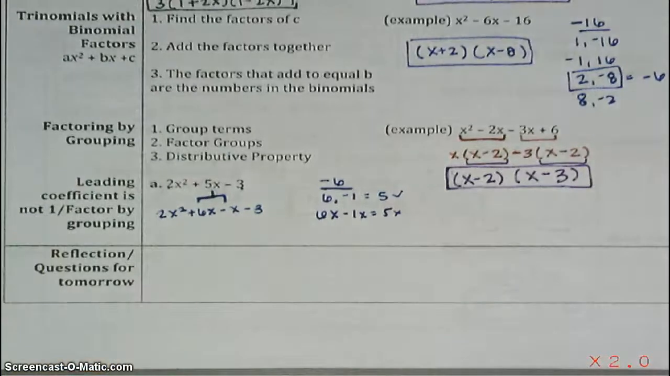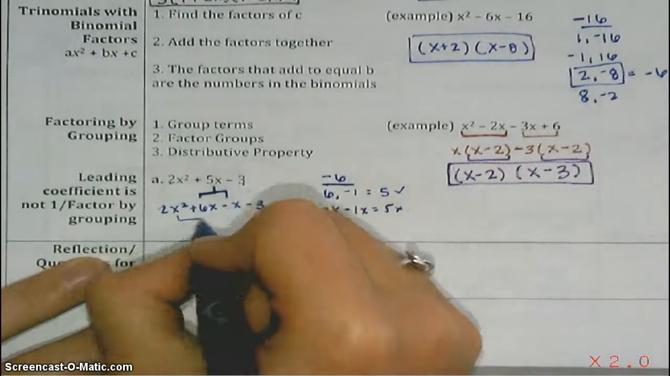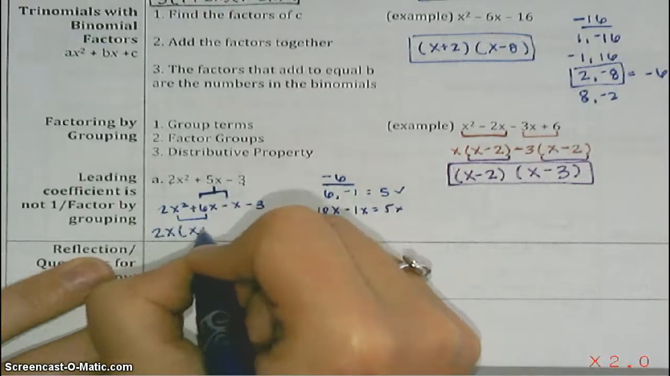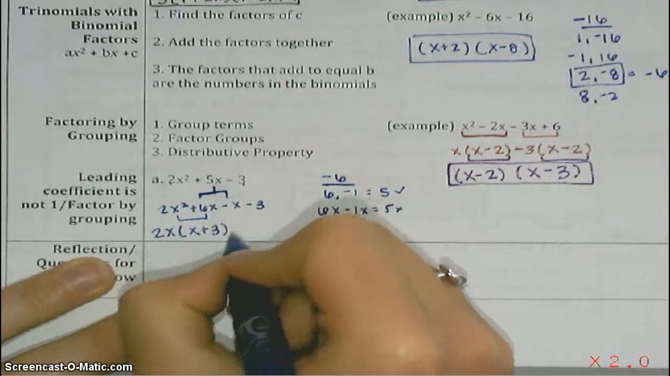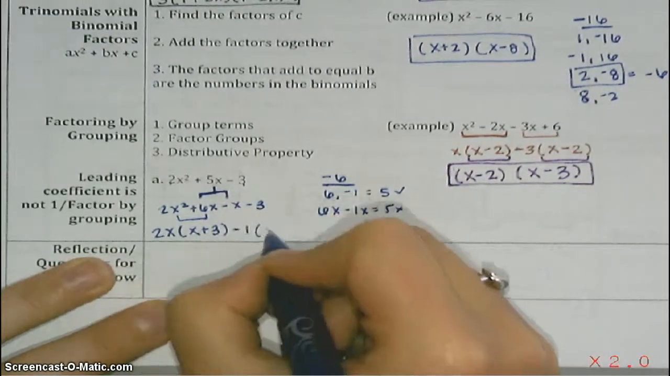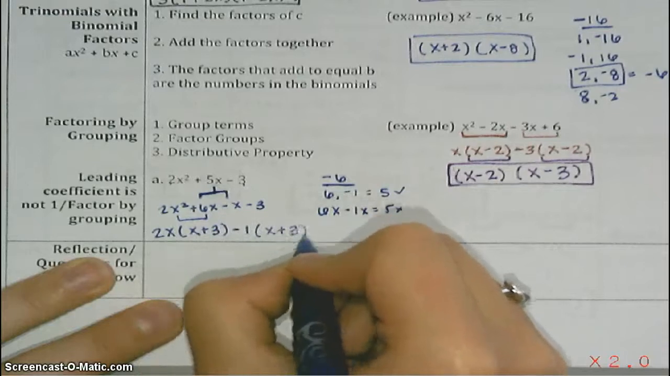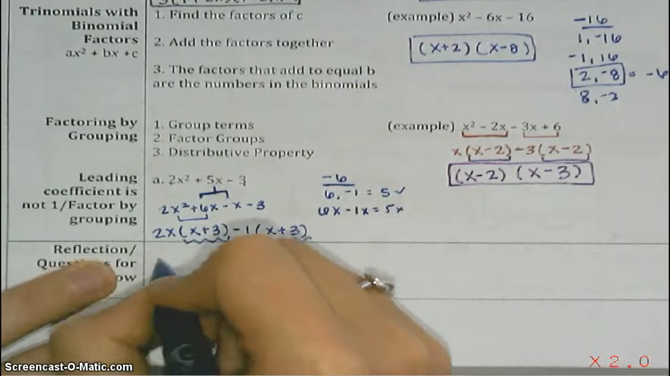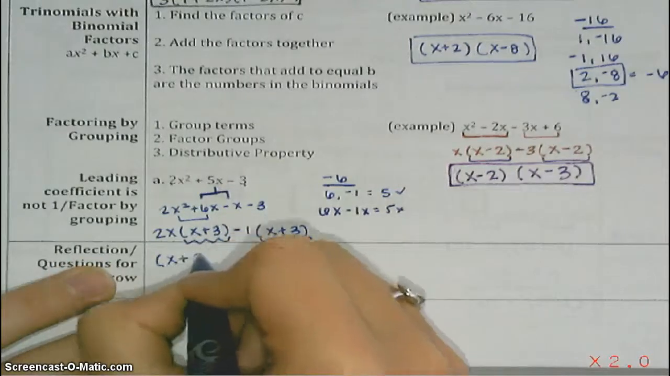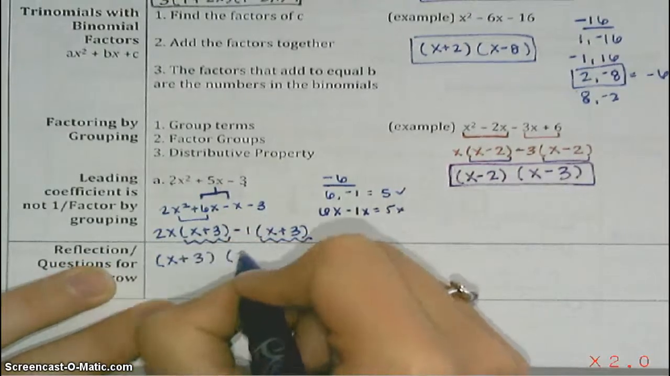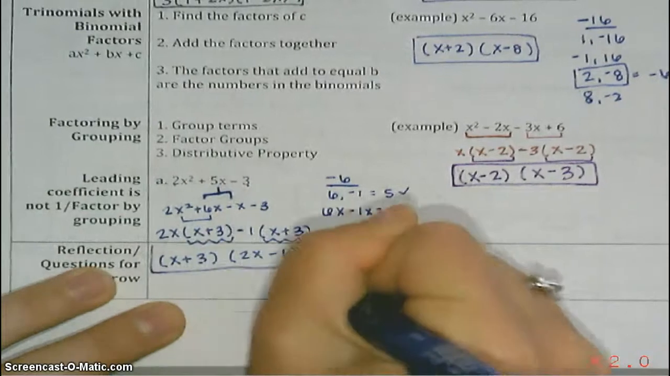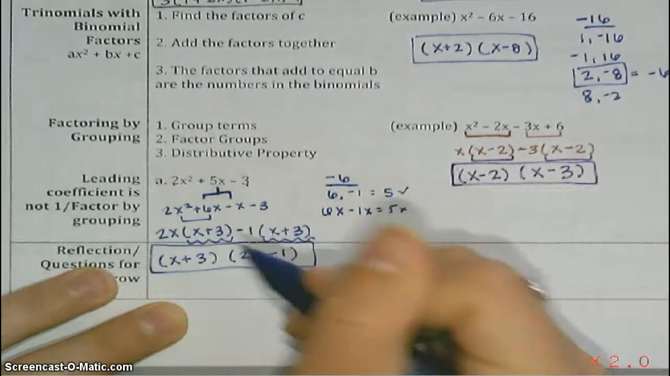And then use factor by grouping. Out of the first two, we can factor out a 2x, leaving x plus 3. Out of the second two, we can factor out a negative 1. Again, x plus 3 is in the first and second part, so you can factor 1 out. And then the leftovers go together in the second quantity. And there you have it.